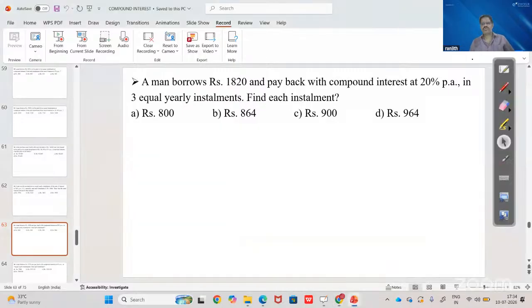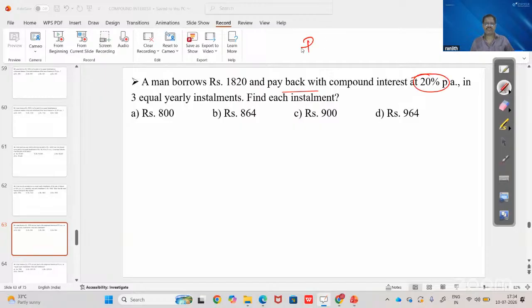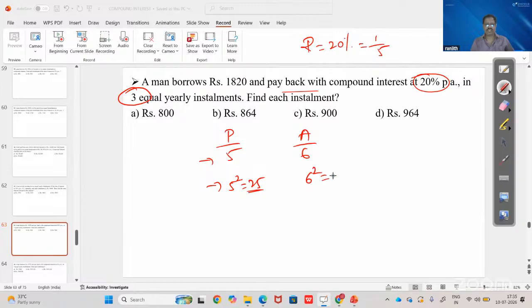A man borrows rupees 1820 and pays back with compound interest at 20% per annum, where R equals 20% per annum, which will be equal to 1 by 5, where principal equals 5, amount will be equal to 6. How many years? 3 years. So initially 5 and 6, and next, 5 square will be 25 if I take 2 years, and 6 square equals 36. For 3 years, 5 cube equals 125. Here it will be 6 cube equals 216.